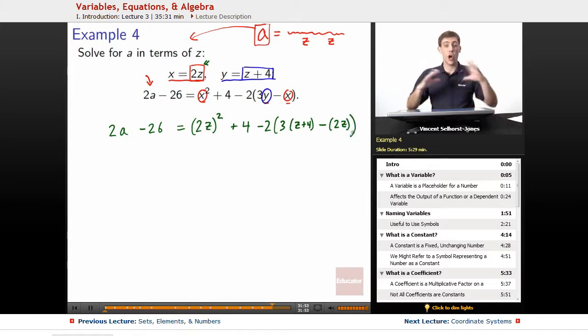What we've got is our original bottom equation, but we've now gotten rid of x, gotten rid of y, and we've only got z's and a's in here. Now we're able to solve for a in terms of z.